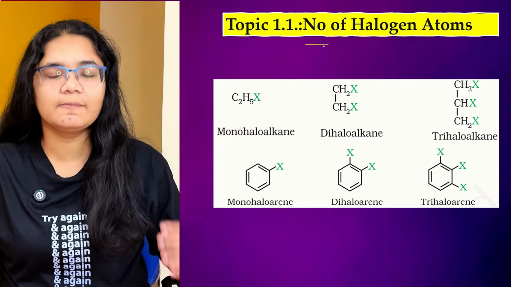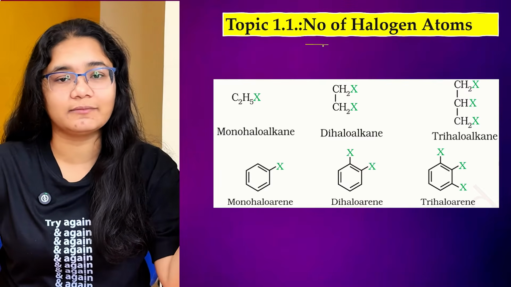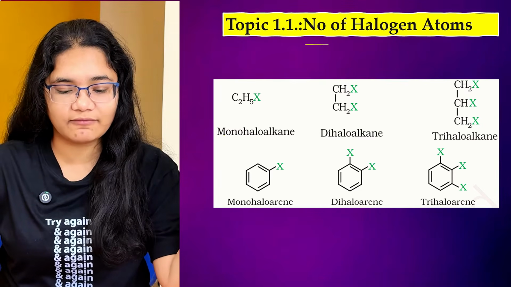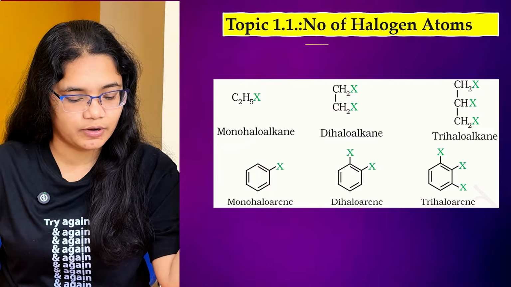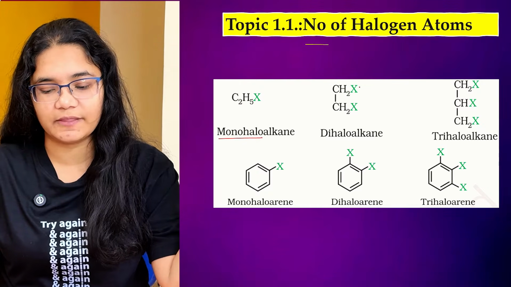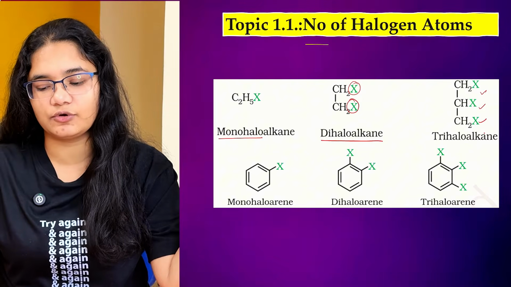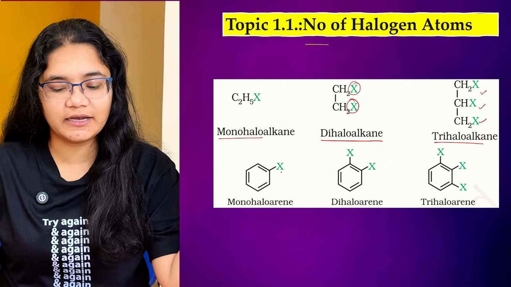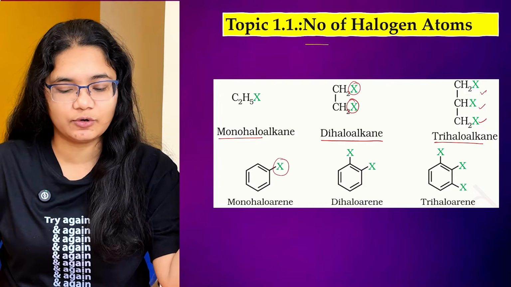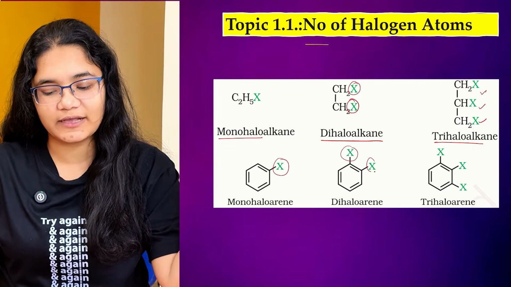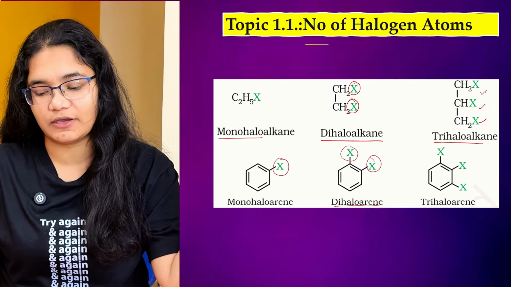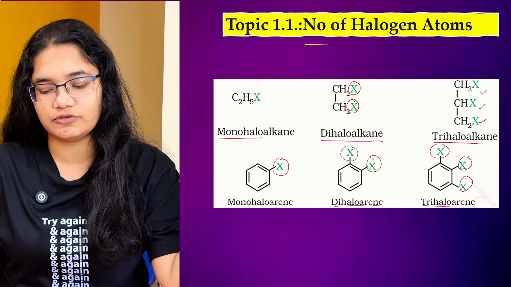This is very simple. You just have to check how many halogen atoms are there in a particular compound. If you have one halogen, we call it a monohaloalkane. If you have two X groups, it is a dihaloalkane. If you have three X groups, it is a trihaloalkane. Similarly, in haloarenes, one X group is a monohaloarene, two X groups is a dihaloarene, and three X groups is a trihaloarene.